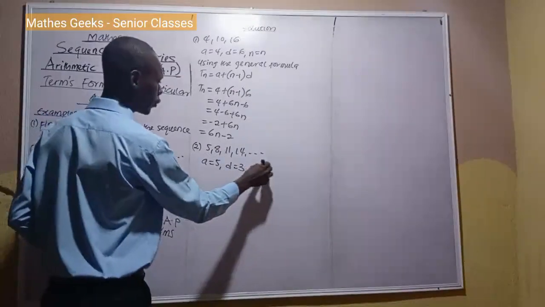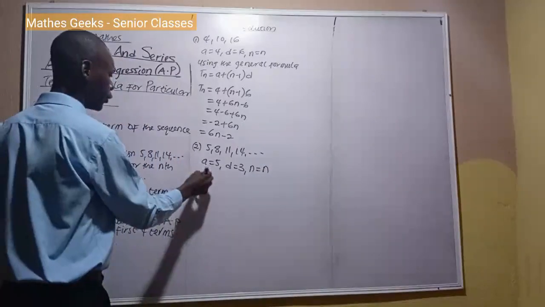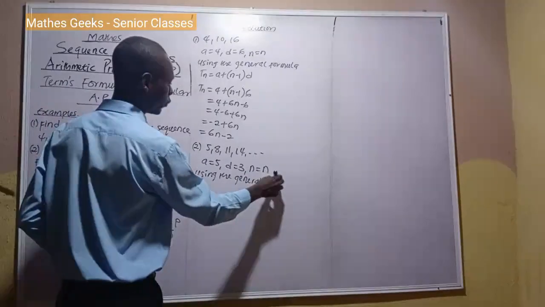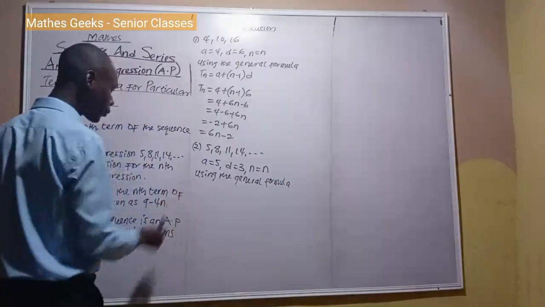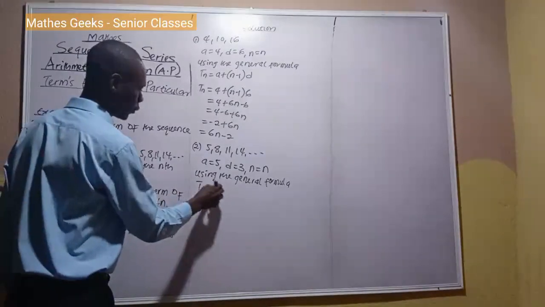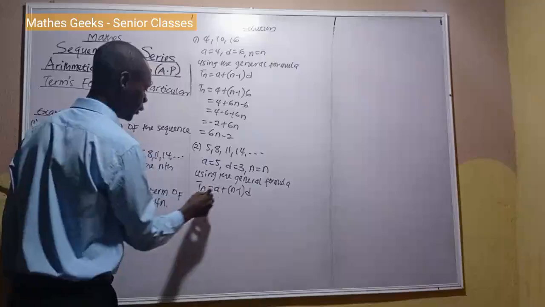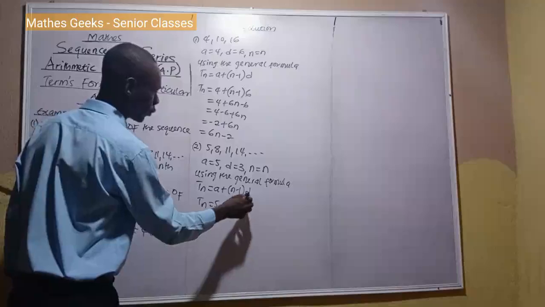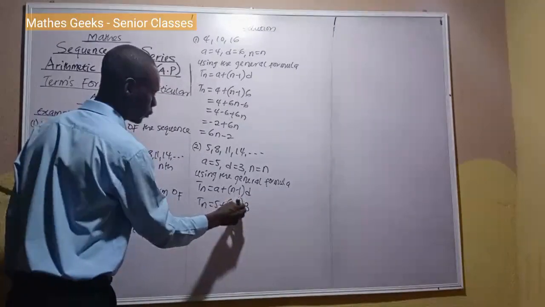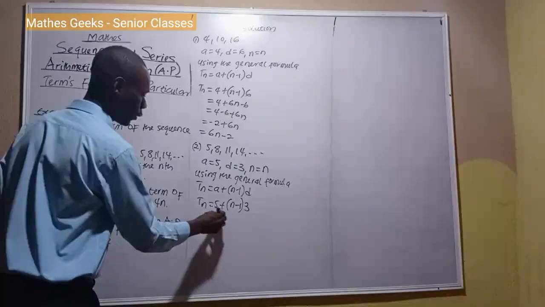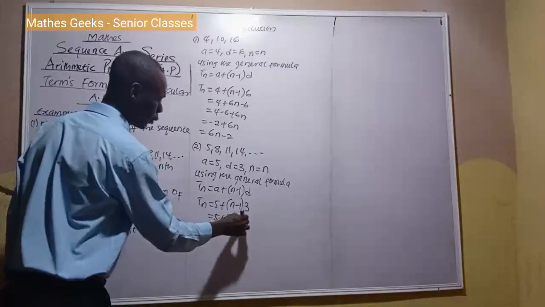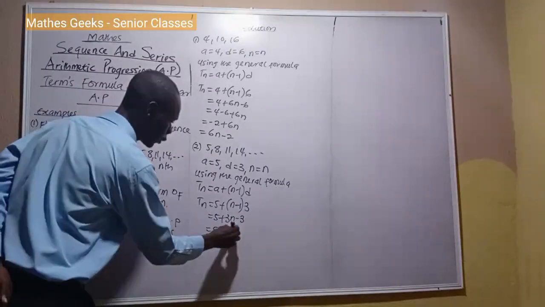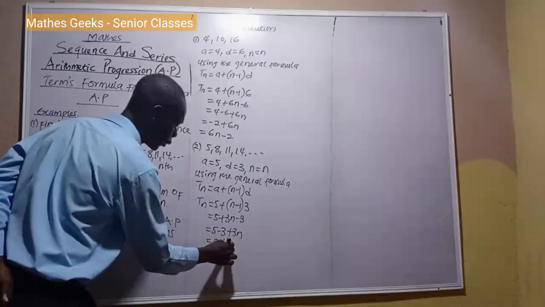So using the general formula, Un is equal to a plus n minus 1 d. Un is equal to 5 plus n minus 1 times the common difference 3. So 5 plus 3n minus 3. And that gives us 5 minus 3 plus 3n, which is 2 plus 3n.